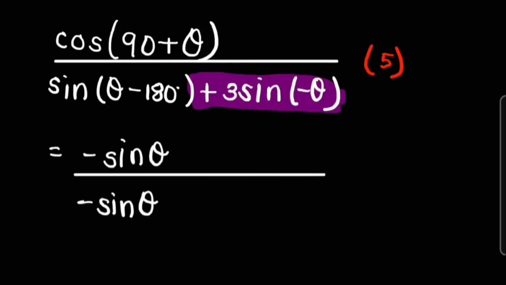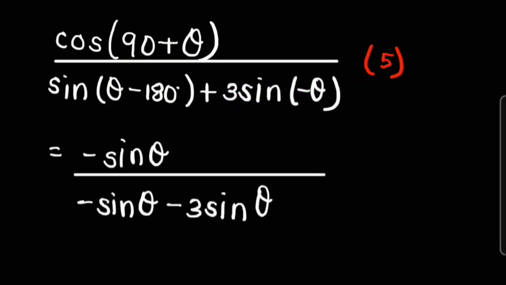We're now focusing on the plus 3 sine negative theta. And we know that sine of a negative angle is negative sine of that angle. So it's going to become negative sine theta. But it multiplies with the positive 3 in front. And that gives us negative 3 sine theta.